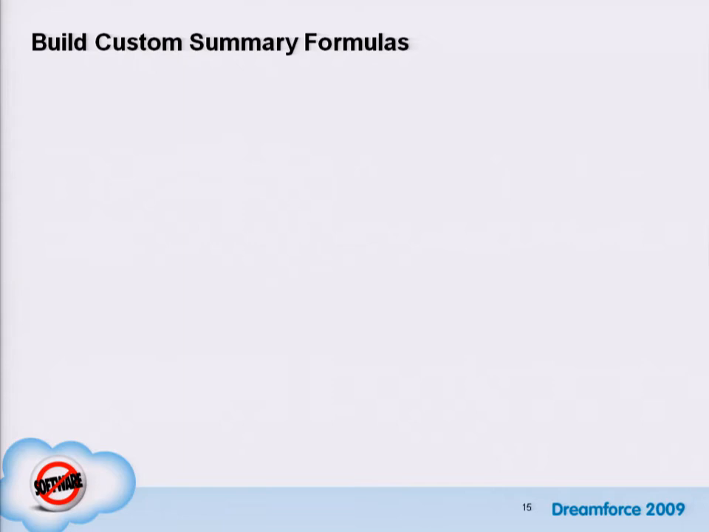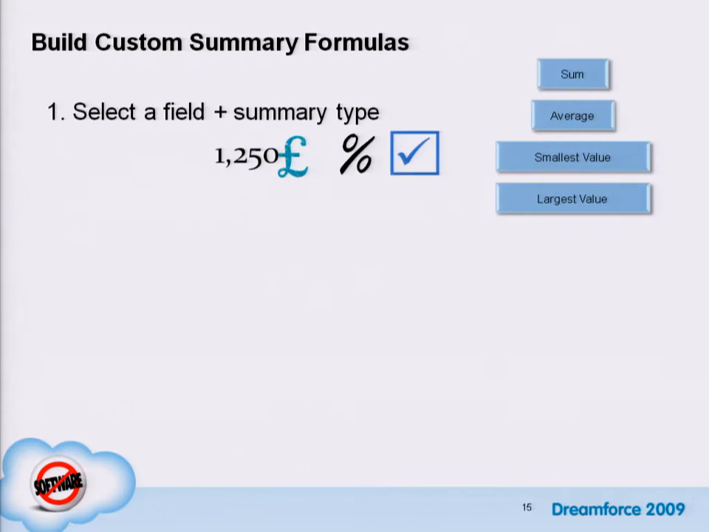Let's start with the first one. So, really easy to use, 4 steps. First, we're going to pick our field. And you have access to any number field, any currency field, and any checkbox field. And you can choose to do a sum, average, largest or smallest value. But you also have access to a bunch of operators. Divide, multiply, all those things we learned in 4th grade.